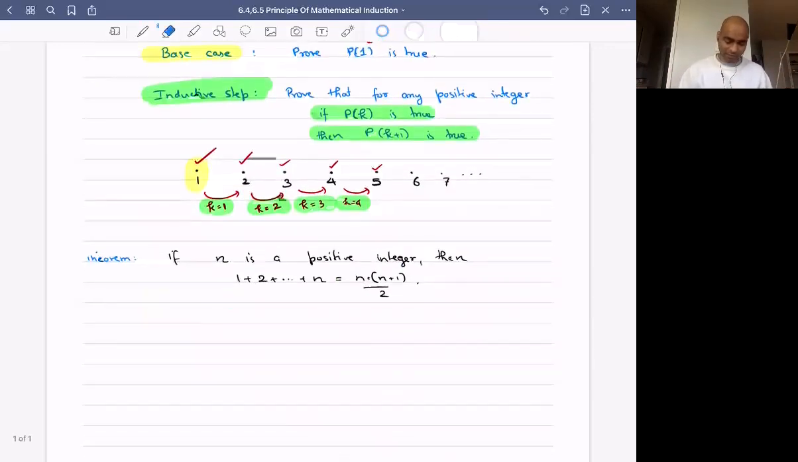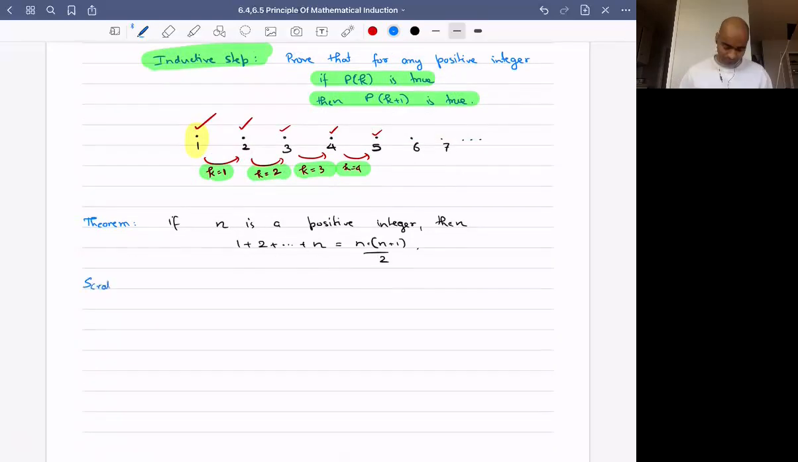So the theorem that I want to prove is the one I wrote about, that if n is a positive integer, then 1 plus 2 plus 3 all the way up to n is n times n plus 1 over 2. I have to do scratch work separately for base case and inductive step, because usually these two have nothing in common. So for the base case, I want to show that P1 is true. What is P1? The statement P1 is, I just plug in n equals to 1 there.